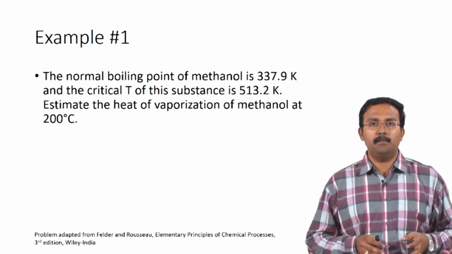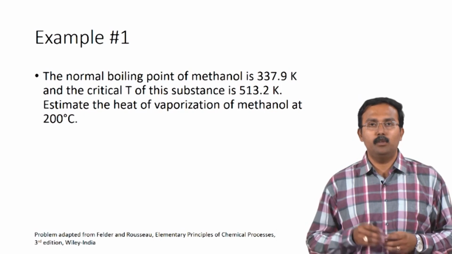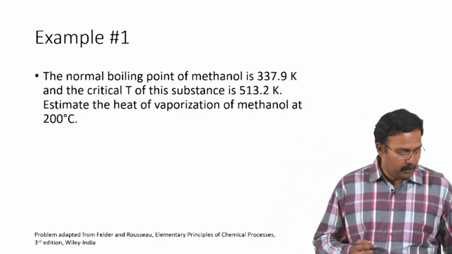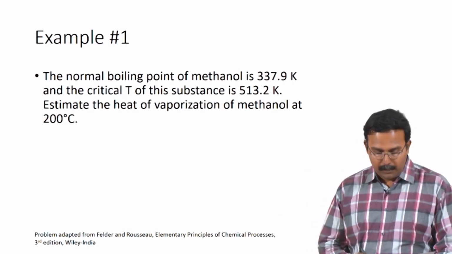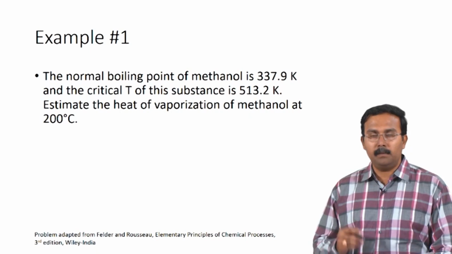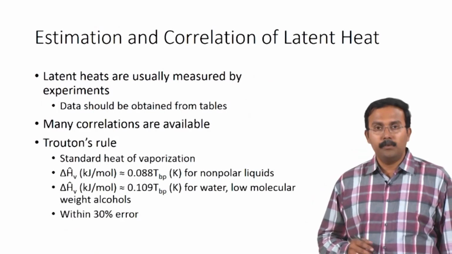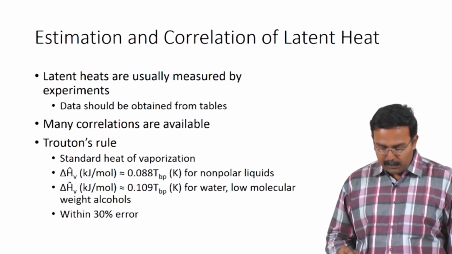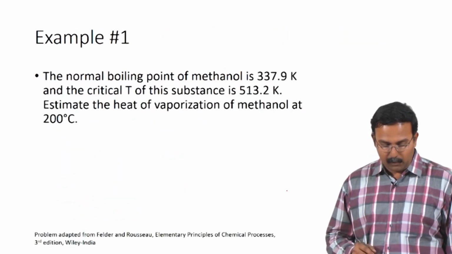If we have the critical pressure value, we could have used Chen's equation to get a more accurate value for heat of vaporization. Let us now perform the calculation for heat of vaporization using Trouton's rule. Trouton's rule had multiple equations: one for non-polar liquids and the other for water and low molecular weight alcohols.